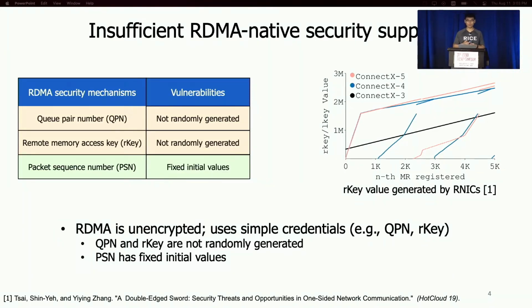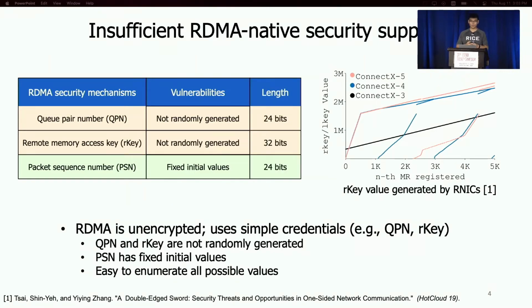Packet sequence number will be increased by 1 for every RDMA packet, but many RDMA applications use a fixed initial value, which makes it easier for an attacker to guess the right value for packet injection attacks. And given that PSN and QPN are only 24-bit long, it's possible for an attacker to guess the right value by enumerating all possibilities. So in summary, RDMA-native security support is not enough. An attacker can bypass this mechanism to attack RDMA systems.